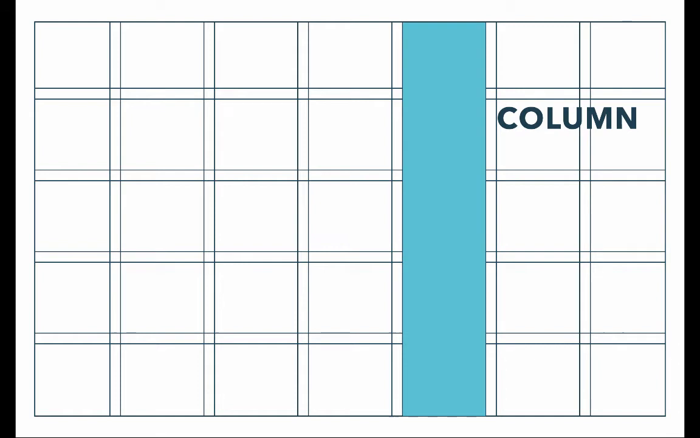Then we have columns. Columns are vertical structures that run within the grid. So here we're seeing the combination of these 5 modules to create this column that is 5 modules tall. And we also have rows, which we're seeing here. Rows are horizontal and they run through the grid. So here we're seeing the combination of these 7 modules to create this long horizontal row.